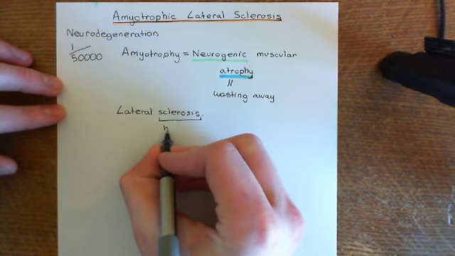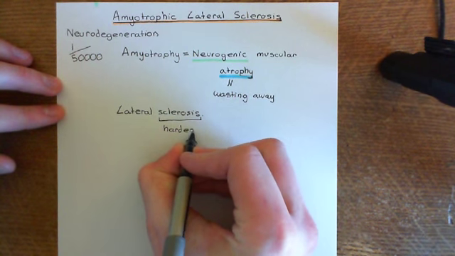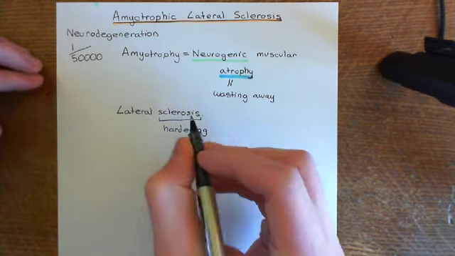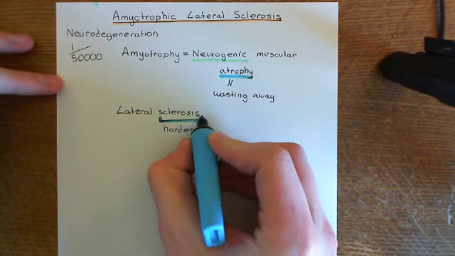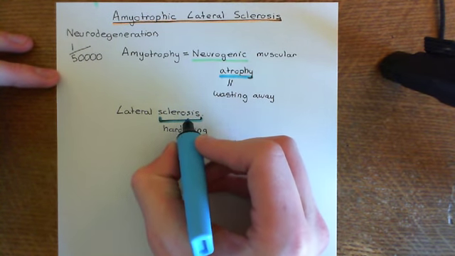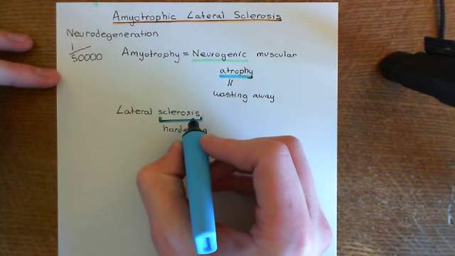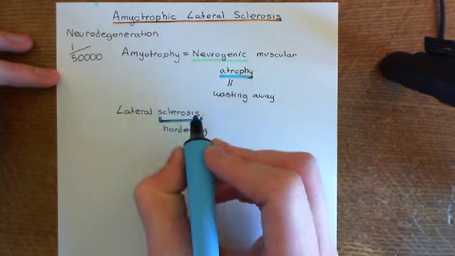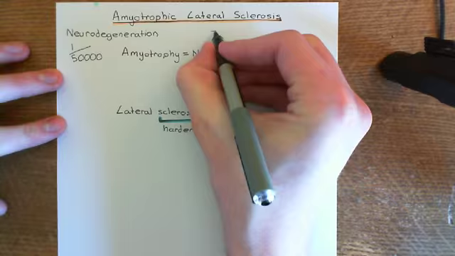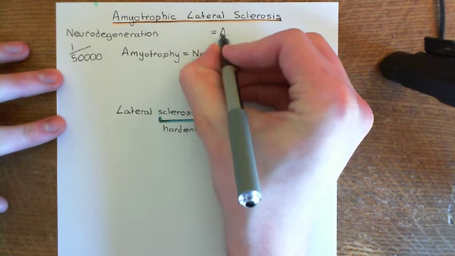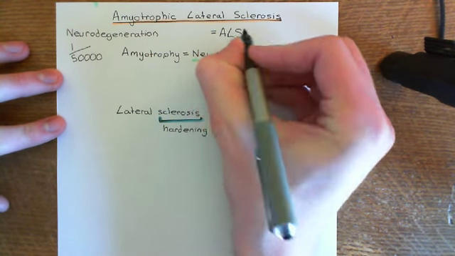Sclerosis means hardening. So the lateral sclerosis refers to the fact that the lateral portion of the spinal cord has hardened, and we will look into why it hardens later on. But that's the origin of this name, amyotrophic lateral sclerosis. You get amyotrophy, and you also get lateral sclerosis of the spinal cord. For short, amyotrophic lateral sclerosis is usually abbreviated down to ALS.